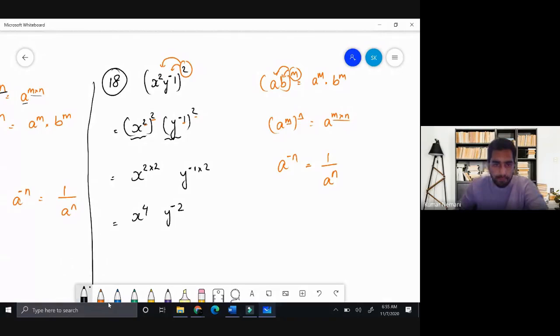So this is going to give you x power 4. So this negative 2, whatever is here, I can take this to the denominator and make it positive. This is how you solve problem number 18. It's a very interesting problem and simple as well.